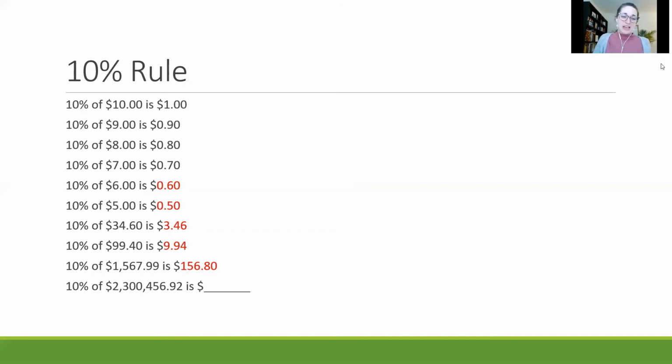Now for our last one, 10% of $2,300,456.92. Well, we'd end up with $230,045.69. You can see there that when we move the decimal place, we should have 692. And because that last number is 2, it's not high enough for us to need to round up. So we can just cut it off and round down to 69.